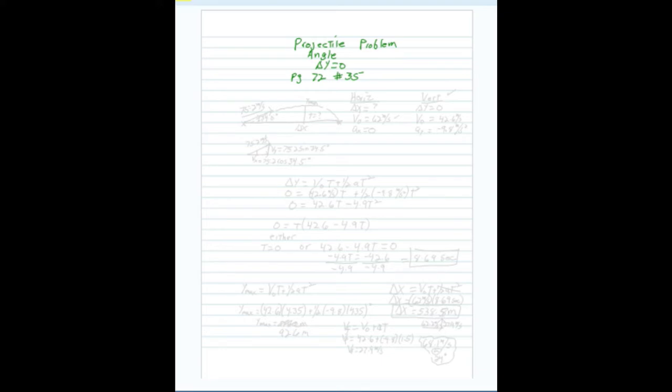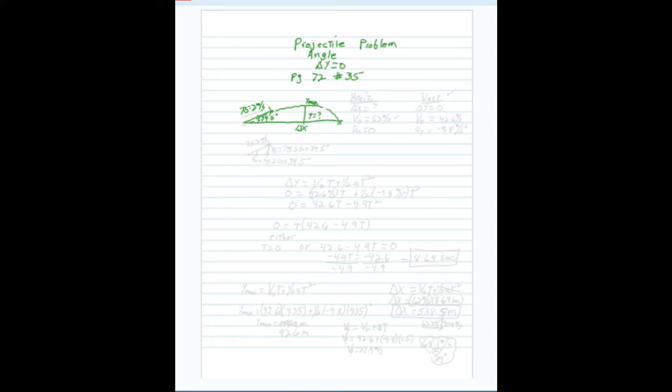Okay, so first thing I want to do is sketch this out. Something's being launched at 75.2 meters per second at a 34.5 degree angle. It's launched out and it lands somewhere over here. We're trying to find this distance, we call delta x. We're trying to find the maximum height, we'll call that y max. We're trying to find the time in the air, and the velocity after 1.5 seconds.